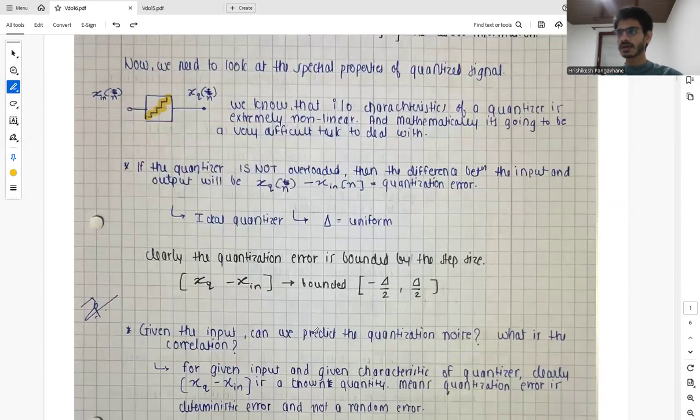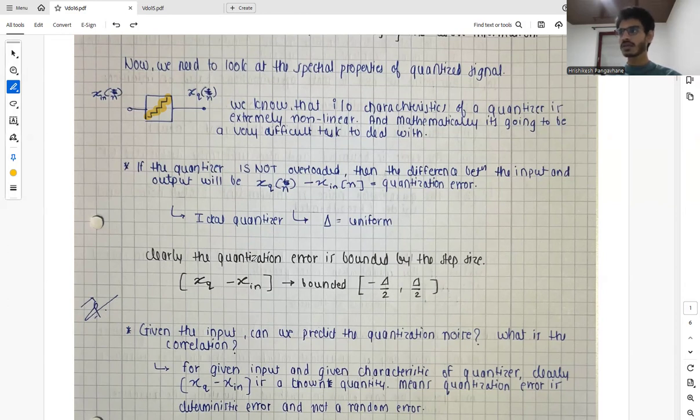Given the input, I mean, if we have knowledge about the input, which is x of n, can we predict the quantization noise or not? That's the question. What is the correlation between the quantization noise and the characteristics of xn? So basically, for a given input and given characteristic of the quantizer, clearly xq and xn are known quantities. We know xn as well as we know xq.